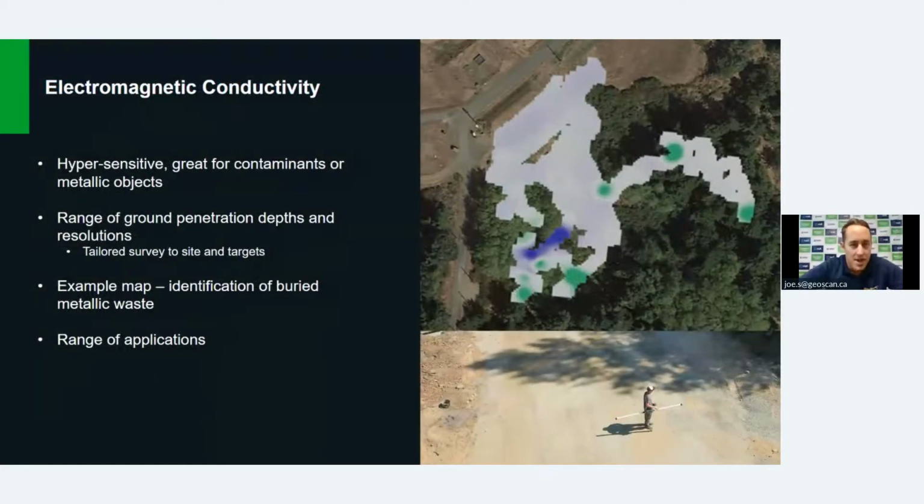So on to more sexy topics, if you will, for geophysics. Electromagnetic conductivity is a service. It's an awesome technology, and it's able to map contaminants or metallic objects. It's hypersensitive, so it does not work well in a heavily urban environment. It works better in open areas. But this example project on the right is mapping metallic waste that was buried in the ground. But there is a range of applications.